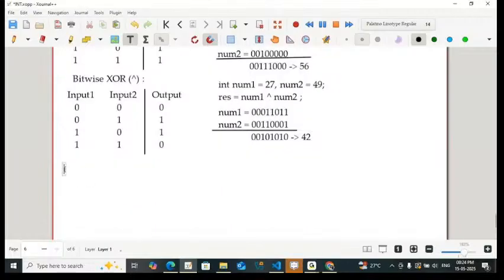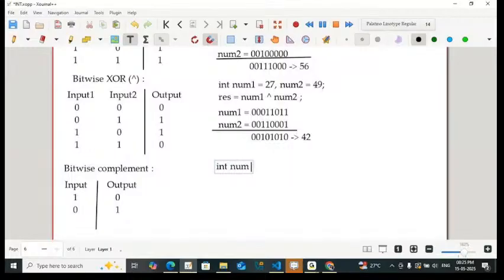Next, you will also have bitwise complement. Bitwise complement means inverting the bits. So it takes only one input and gives one output. Like this. So if the input is 1, output is 0, input is 0, output is 1. Okay. So it's like this.